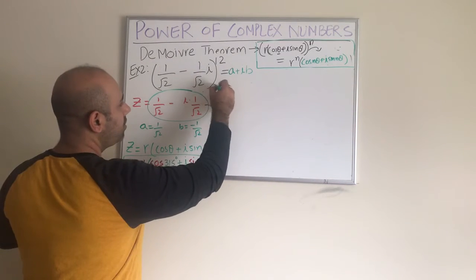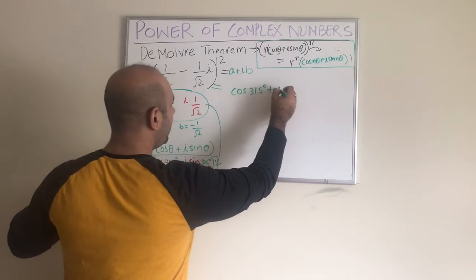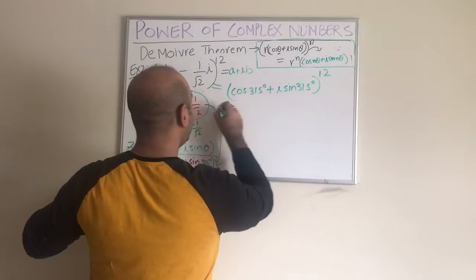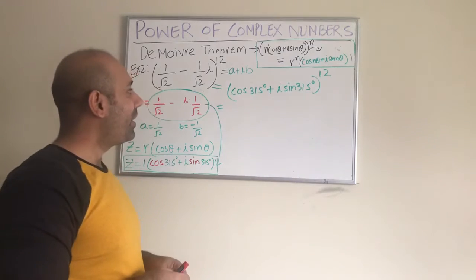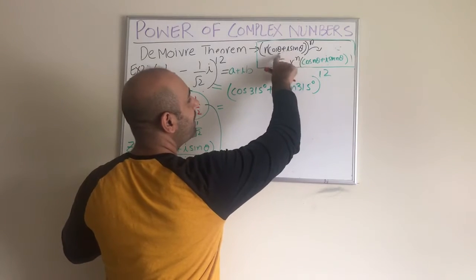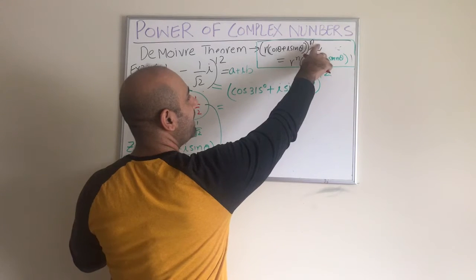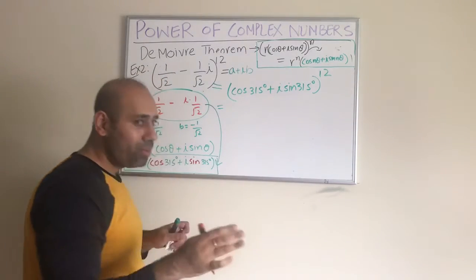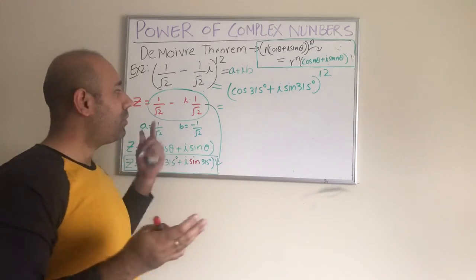Now I'll raise it to the power 12. So this is going to look like cosine of 315 plus i times sine of 315, and we have to raise it to the power 12. And now we are going to simplify. We are not going to multiply this 12 times. That's a lot of work, and we don't really need to do all that. We have this nice theorem which says that when we have a trig form of a complex number raised to any integer power n, we raise the absolute value to that particular power. Here the absolute value is 1. 1 to the power 12 is still 1, so we don't have to write it.